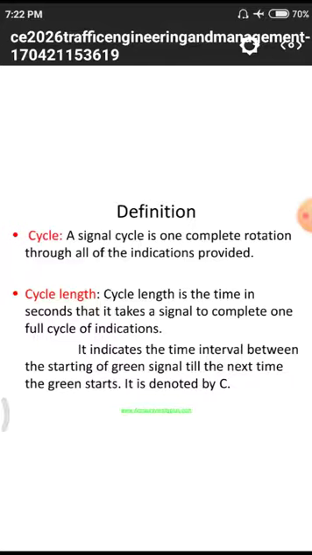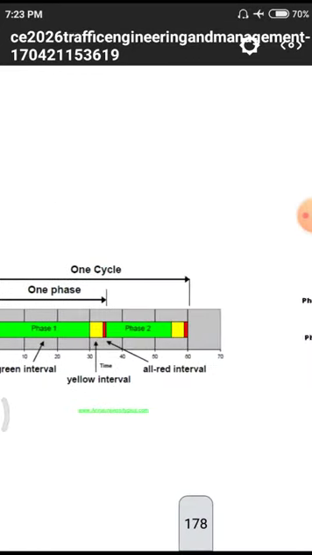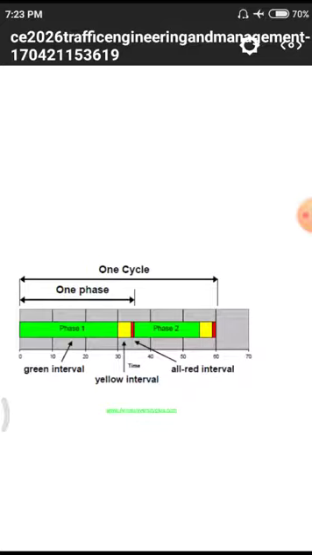It indicates the time interval between the starting of a green signal till the next time the green starts, denoted by capital C. Okay, it indicates the time interval between the starting of a green signal till the next time the green signal starts. That means in the first lane we are having a green signal at a particular time, say 9:15. After that, the total time required to restart the green signal on the first road is called a complete cycle length. Okay, this is the example for a cycle length.